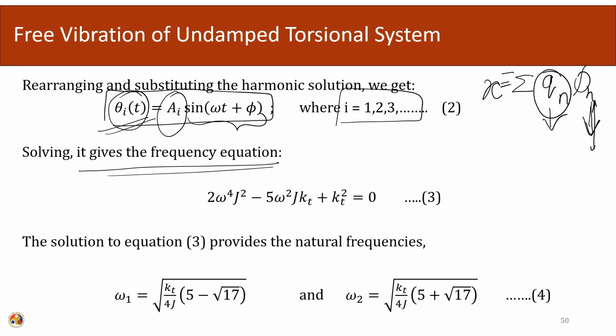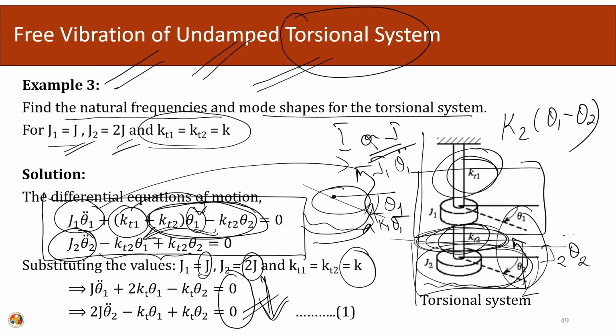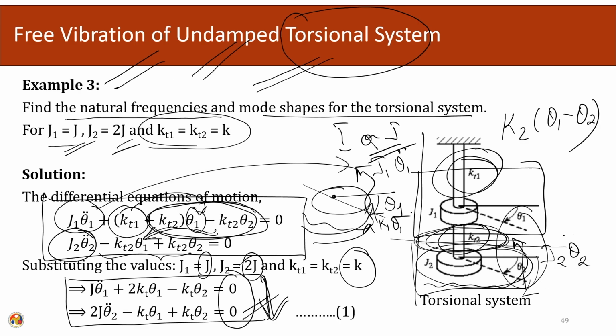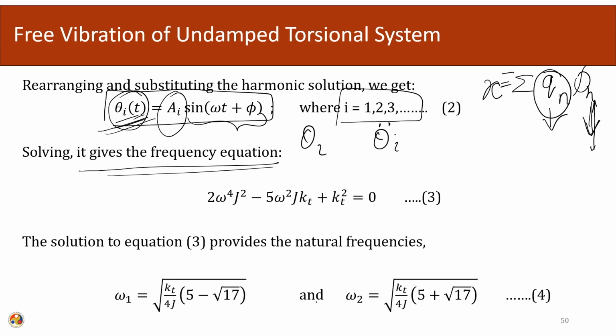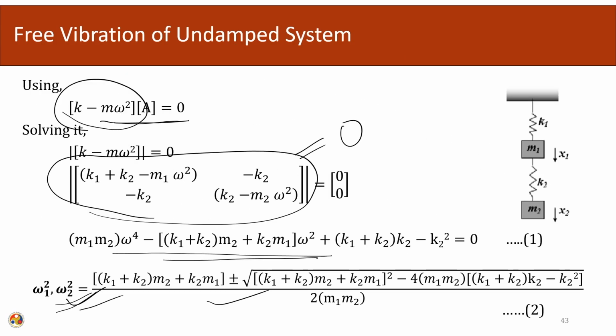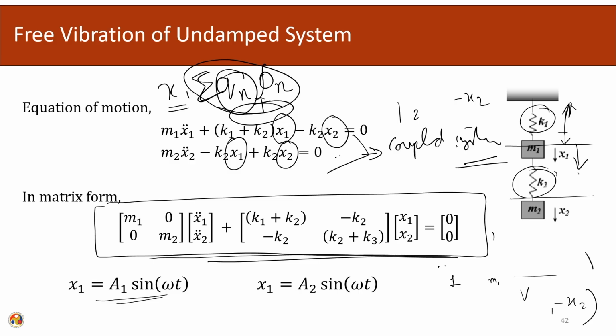Using the same analogy, we substitute theta as A1 sin omega t. We substitute this in these two parent equations. We substitute the value of theta i and the value of the double differential of theta i in equation number 1. Substituting 2 in 1, we make it similar to what we did earlier.